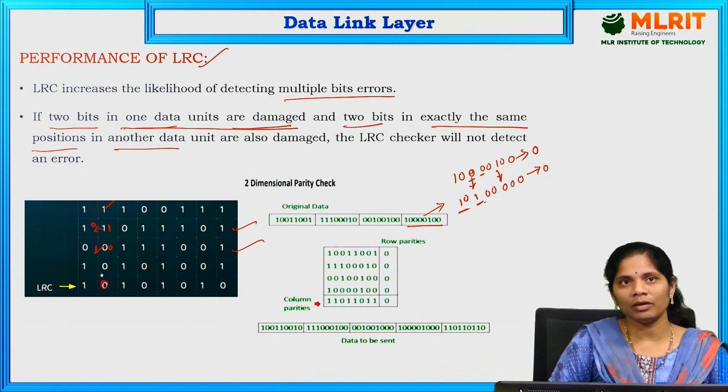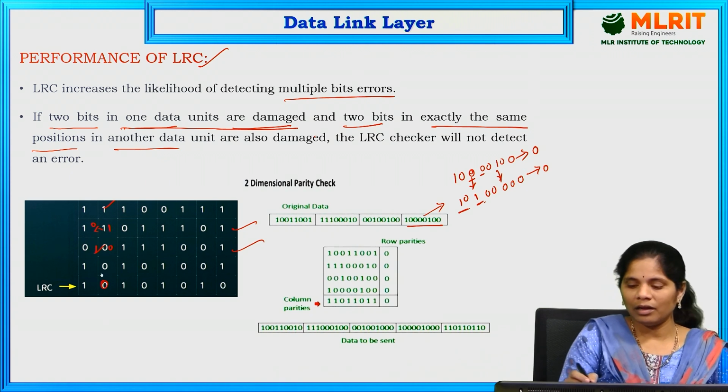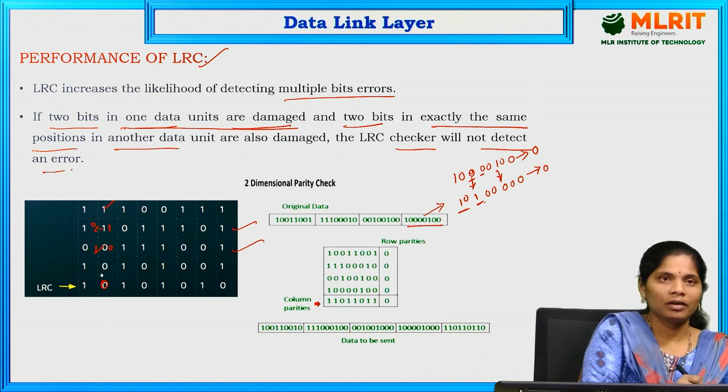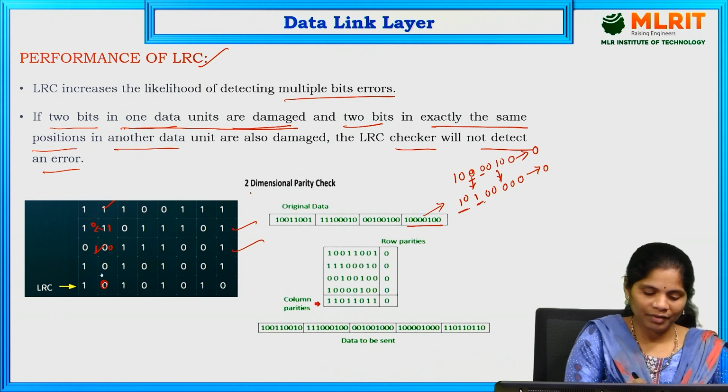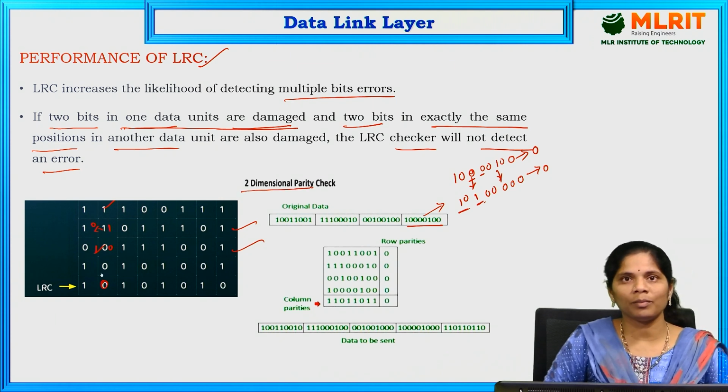That is also the case in the LRC. The LRC checker will not detect the error at that time. That is the performance of the LRC. So here, we already said it is also called a 2-dimensional parity, right?